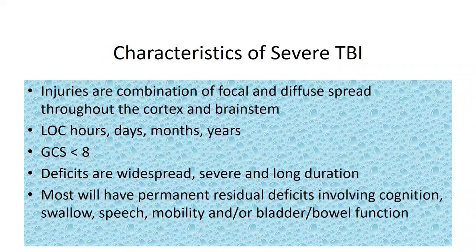Then lastly, it is severe TBI. In severe TBI, injuries are combinations of focal and diffuse spread throughout the cortex and brainstem. Loss of consciousness may be hours or days. GCS score is less than 8. The deficits are widespread, severe, and of long duration. So in this case, neurorehabilitation plays a major role for months and years.